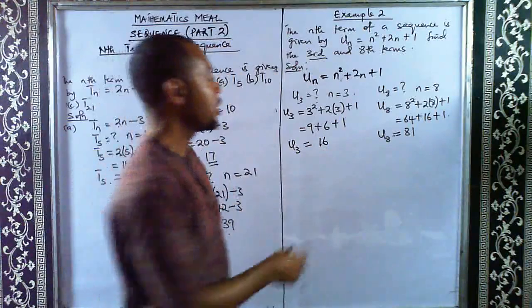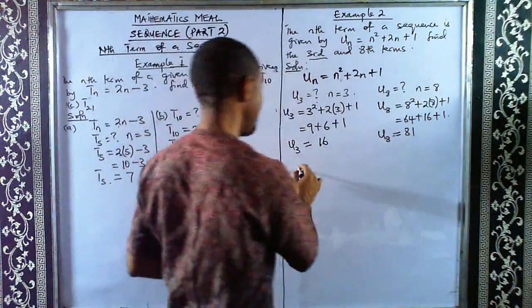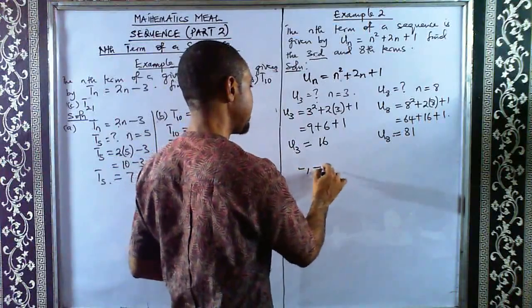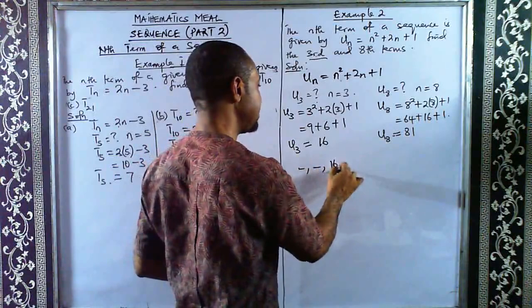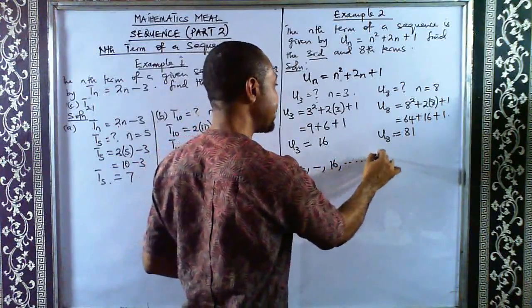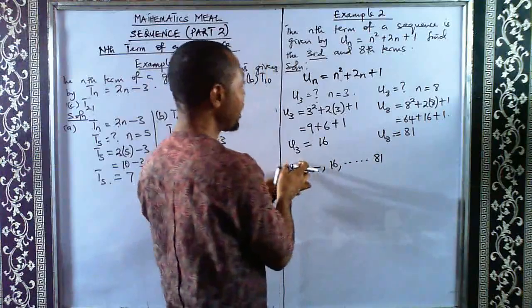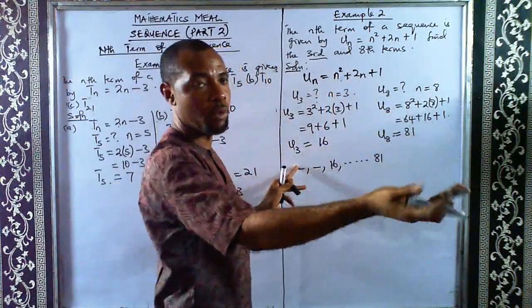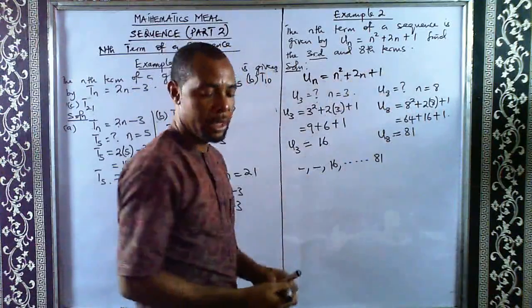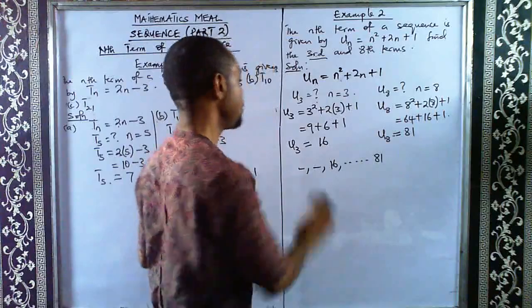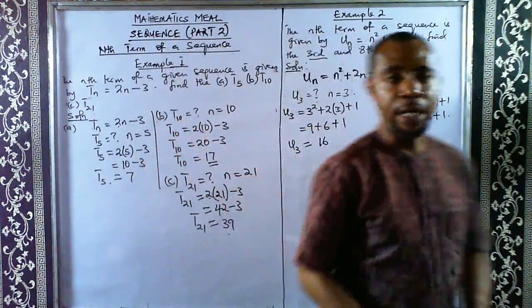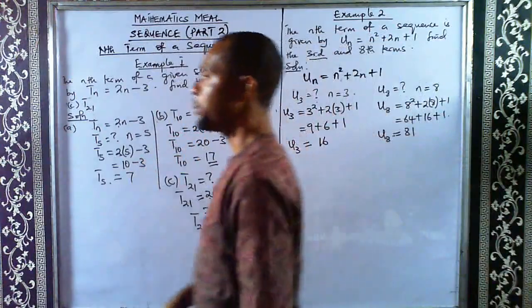So if you have the sequence, the first term is a particular number, the second term is a particular number, then the third term is 16. If you continue, the 8th term is going to be 81. We can still find the first term. For the first term, the number of terms will be 1, so you substitute 1. For the second term, you substitute 2. Alright, so far so good.